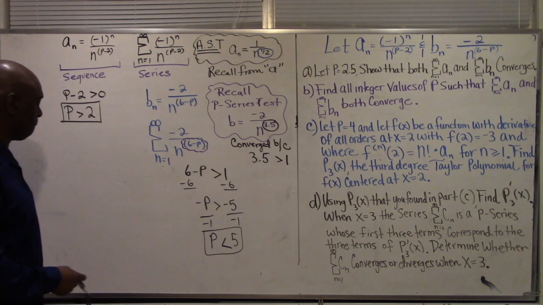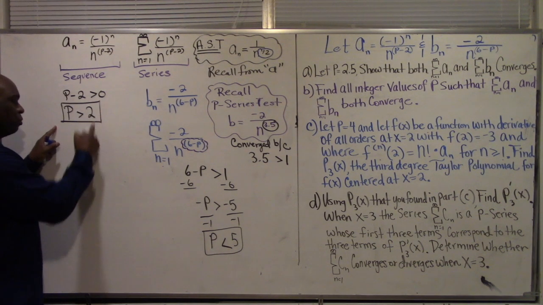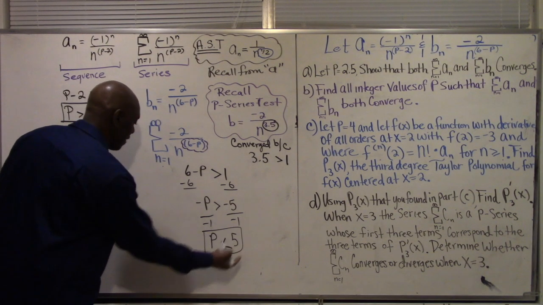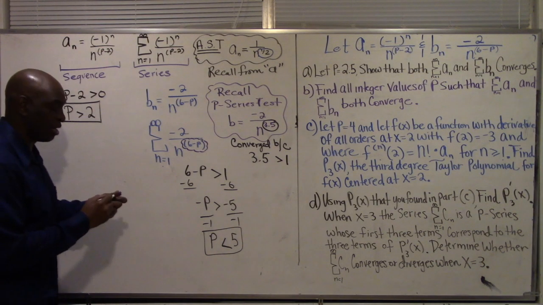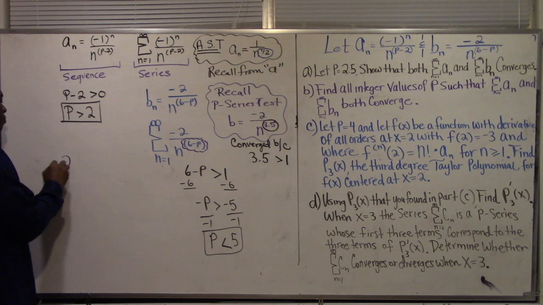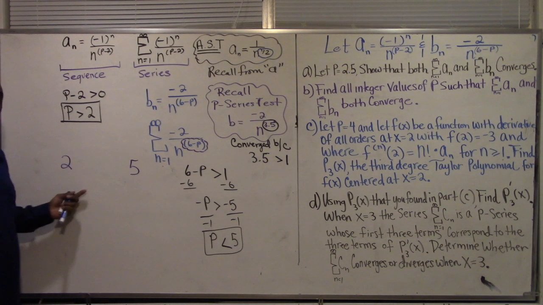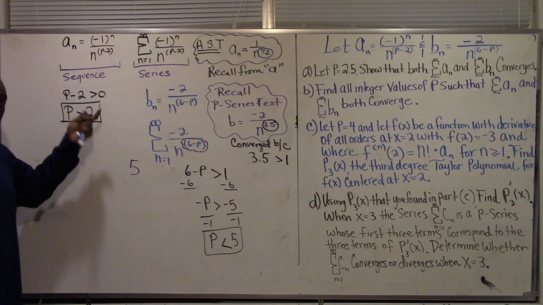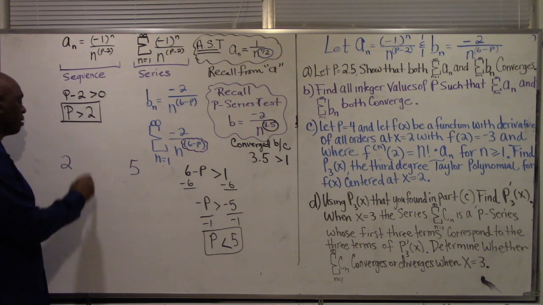Put them both together. So I have p greater than 2, p less than 5. So I'm going to put the smallest number to the left. The smallest number is 2. The largest number to the right, 5, because that's the order in which we count from smallest to largest. Makes sense. Both of them have a p in common, so I'm going to put a p in the center.